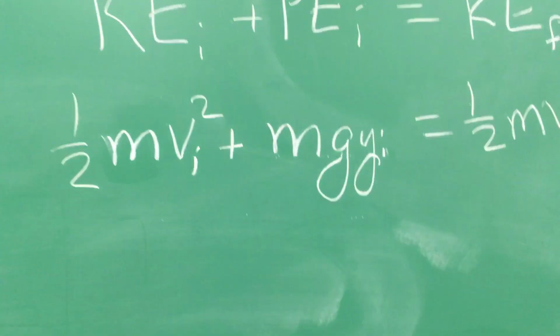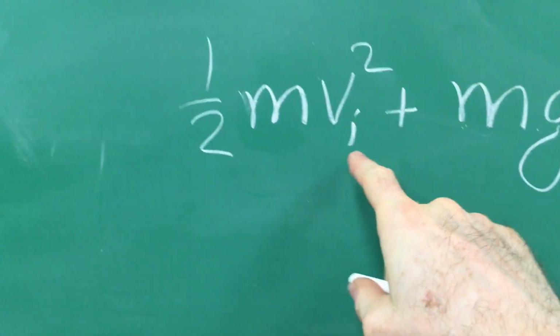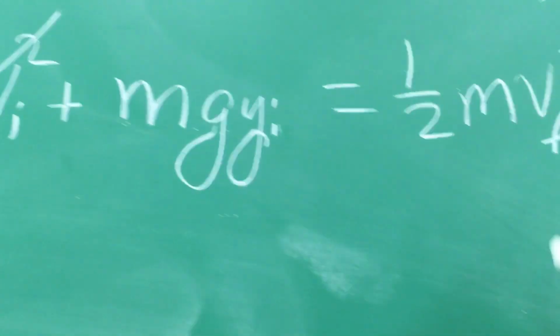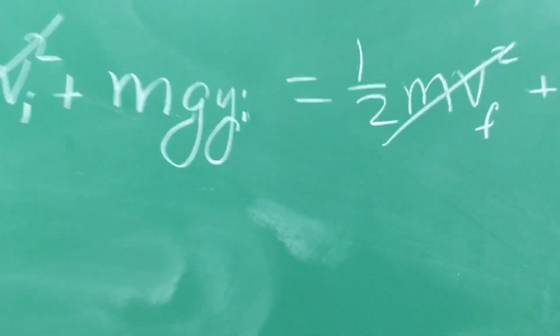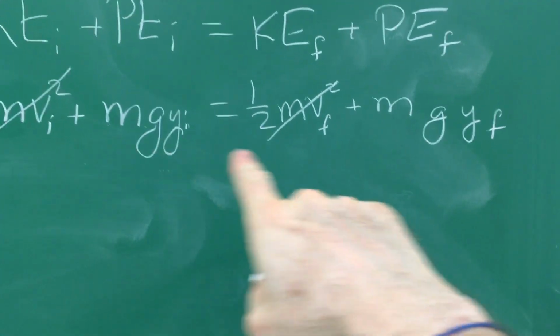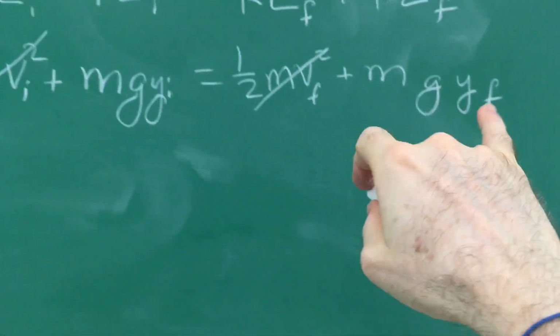And so what I was doing there is I was starting with no initial velocity, and I was ending with no final velocity, and as a result, just divide both sides by mg and I get that the initial height is equal to the final height. And that's why it came to rest right up against my chin.